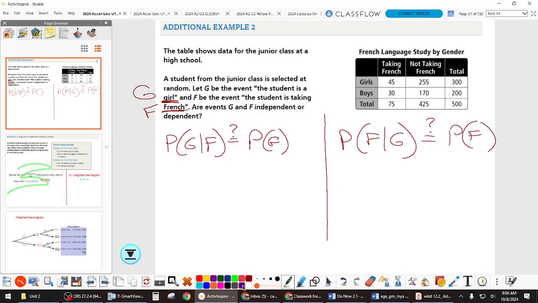All right, what is this saying? Let's just say it in regular words. Knowing that they're taking French, what's the probability of being a girl? So that is 45 out of 75. And then what is this saying? Probability of just being a girl. So 300 out of 500. Now clearly those are not reduced. So how do you compare?